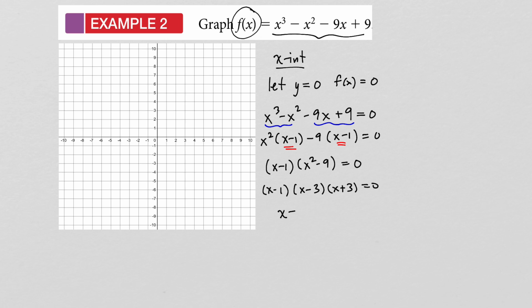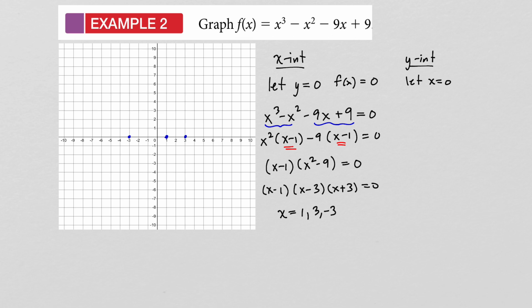And if we set all of those equal to 0, we will end up getting 3 x-intercepts. So x equals 1 is an x-intercept, x equals 3, and x equals negative 3. Now let's also go ahead and find the y-intercept. And to do this, we let x be equal to 0. So a little bit different.